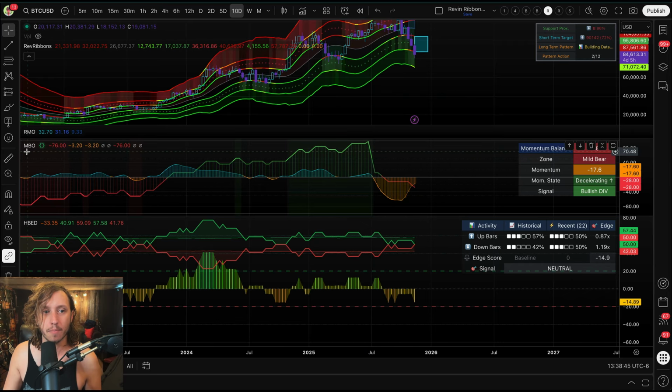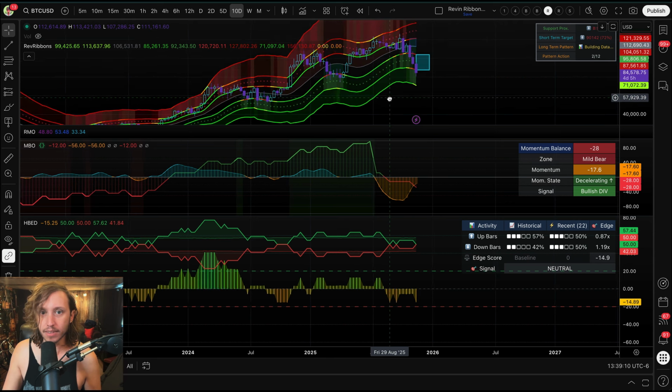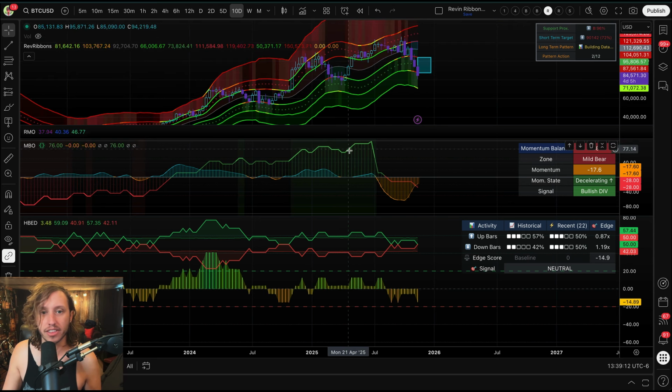I guess I have not told you what these are called. One of them is called the Momentum Balance Oscillator, the MBO. The other one is called the HBED, Historical Bars Edge Detector. Both of these indicators kind of look at the war between the bulls and the bears and what is going on between them. One on a more momentum base and one on general bars and trend analysis. So let's look at what happened here on the MBO.